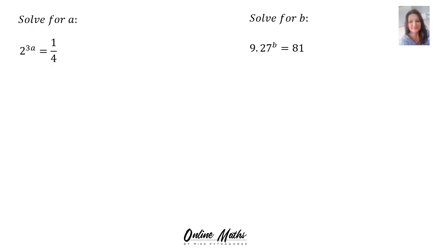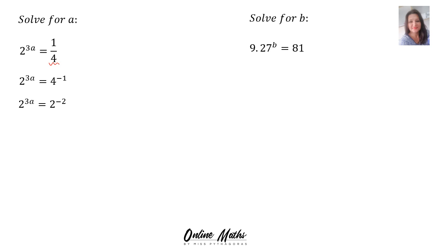Solve for a. And then I give you 2 to the 3a is equal to a quarter, this fraction. But don't be scared, because the rules of exponents says that you can write a quarter as 4 to the power of negative 1. And then when you prime factorize 4, it becomes 2 to the power negative 2. So a quarter is 2 to the power of negative 2.